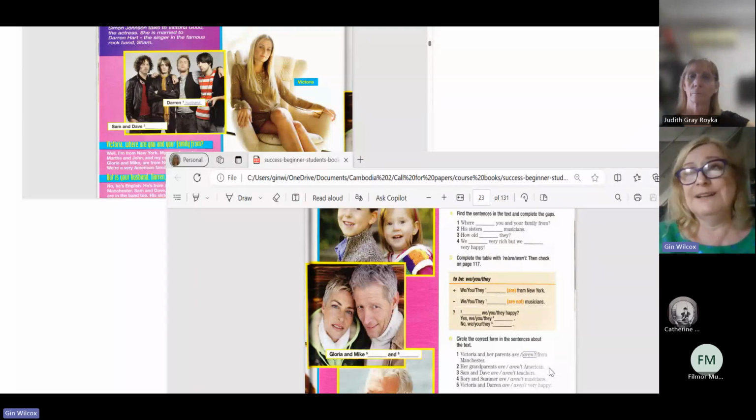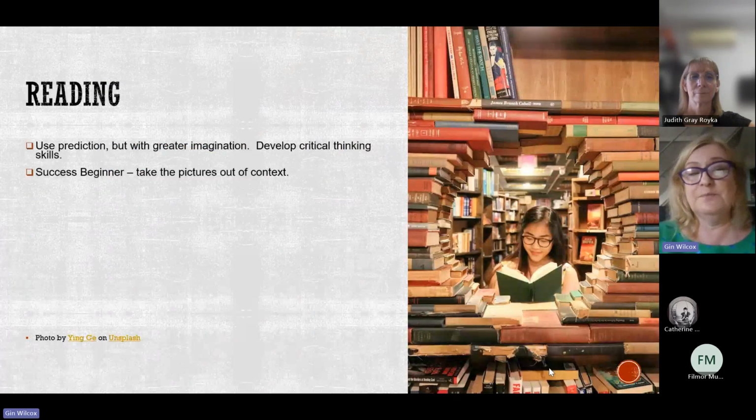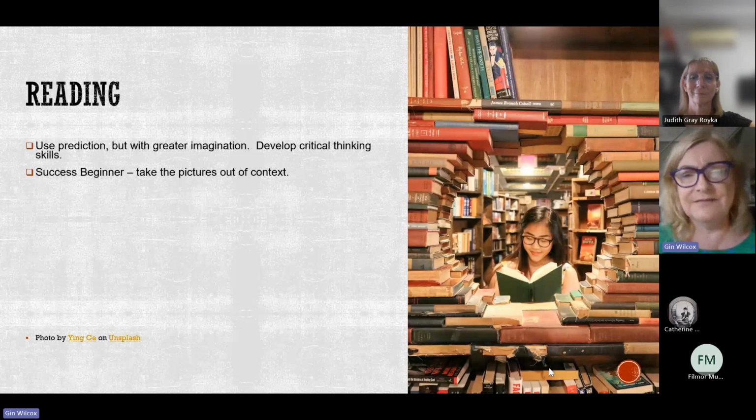Maybe they're not just simply, I don't know, a brother or something. Maybe they could be in a relationship. Who are the children? Who are the older couple? So if we ask the students to predict, they might actually predict a more interesting text than the text that they're given.